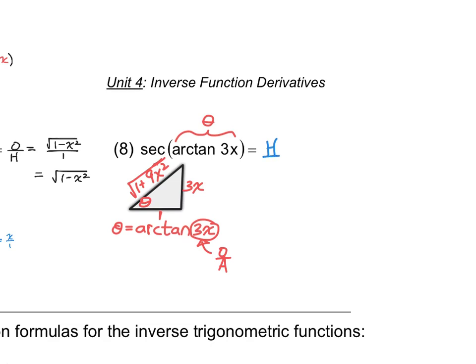hypotenuse over adjacent, it's a reciprocal of cosine. So 1 over the square root, that would be the cosine ratio. The square root of 1 plus 9x squared over 1, which is the same as the square root of 1 plus 9x squared. Again, if I needed to take the derivative of this, pretty not bad.